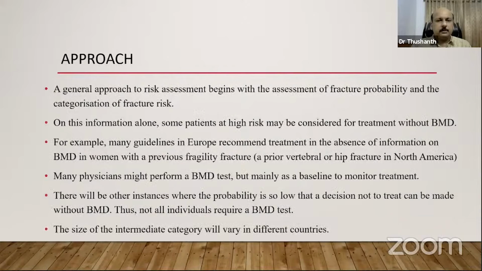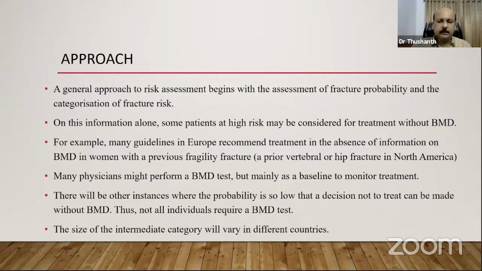So a general approach to risk assessment begins with the assessment of the fracture probability and the categorization of the fracture risk. And nowadays, actually, a patient at high risk can be considered for treatment without BMD also. For example, many guidelines in Europe recommend treatment even in the absence of BMD. If a patient has a past history of fragility fracture, they straight away put the patient as at high risk and they can be taken up for treatment.